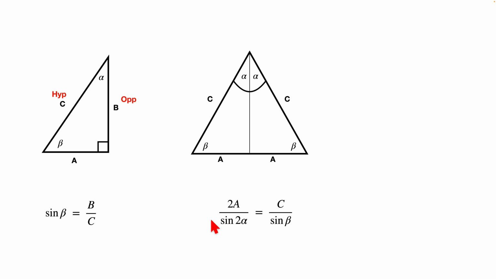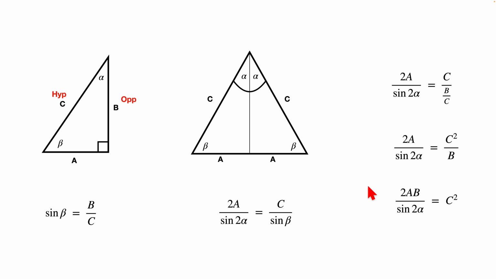So these are the two equations we've just seen, but we know that sine beta is b over c. So we can say that 2a over sine 2 alpha equals c over b over c. I hate it when we get fractions on top of one another. So let's quickly multiply by c, top and bottom of that side. So we get c squared on the top and just b on the bottom.